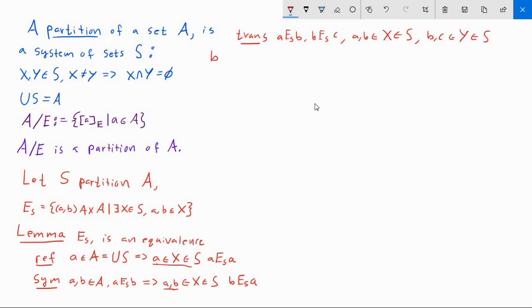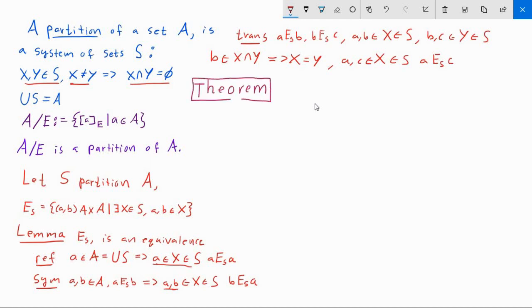But this tells us that b is in the intersection of X and Y. And from the definition of a partition of a set, we saw that for two elements of the partition, if they're not equal, then the intersection must be empty. Taking the converse of this, if the intersection is non-empty, that means the sets must have been equal to begin with. Therefore, we know that X equals Y. In other words, we know that a and c both belong to the same set X belonging to S, which by definition is that a is E sub S related to c.